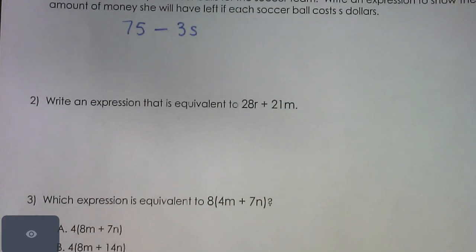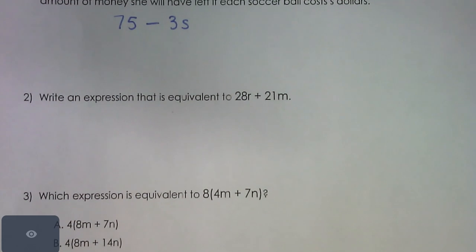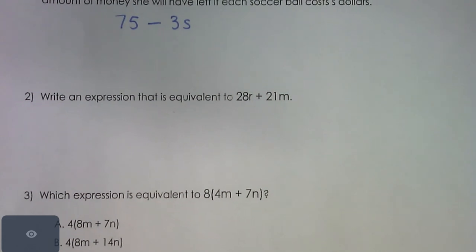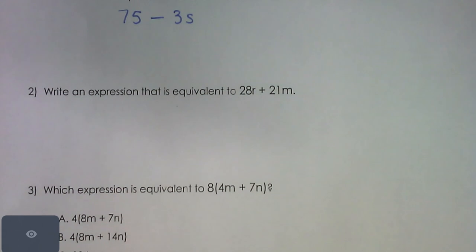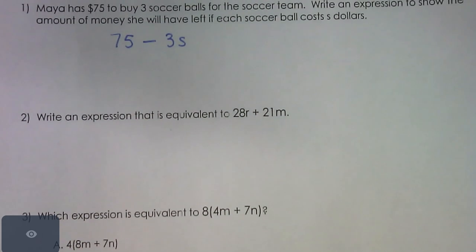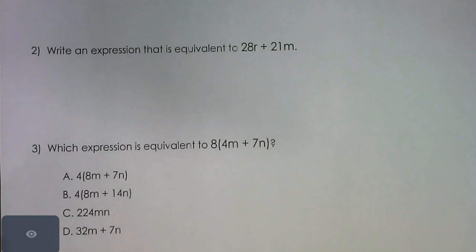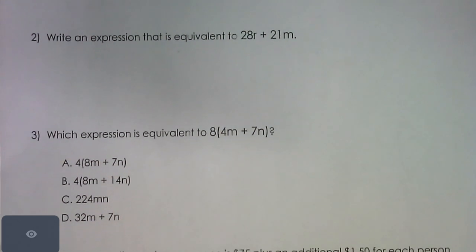Okay, number 2, write an expression that is equivalent to 28r plus 21m. So this is giving you some factoring. We learned factoring recently, and I told my kiddos that it was like using an Uno reverse card to bring this back to looking like a distributive property problem. So I like to go ahead and do a few steps here.